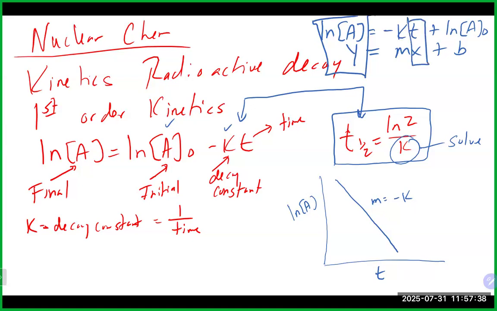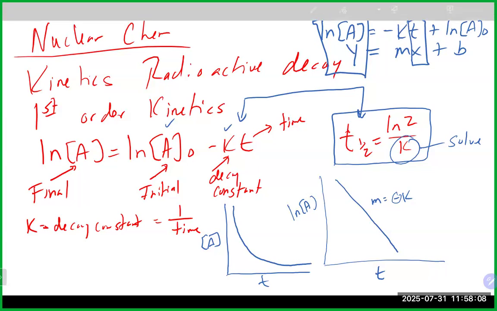And that should yield you a straight line with a negative slope. That negative slope, where m is equal to negative k, will turn your decay constant into a positive number, which is what it should be. Another graph that's associated with first order is concentration versus time. It's not a linear relationship, but it will decrease over time.